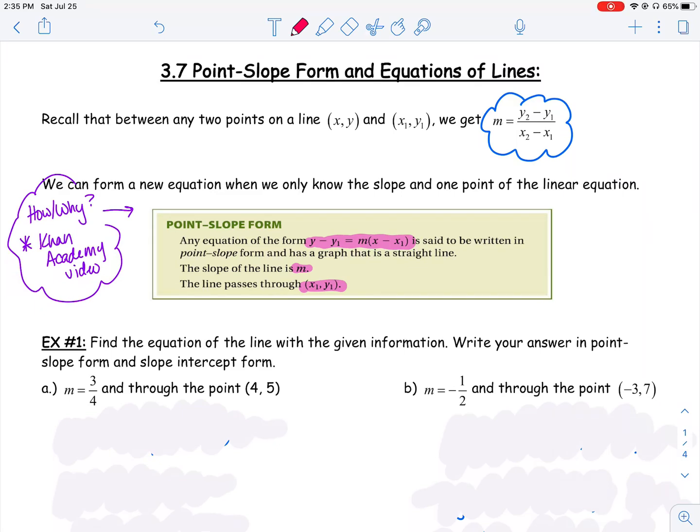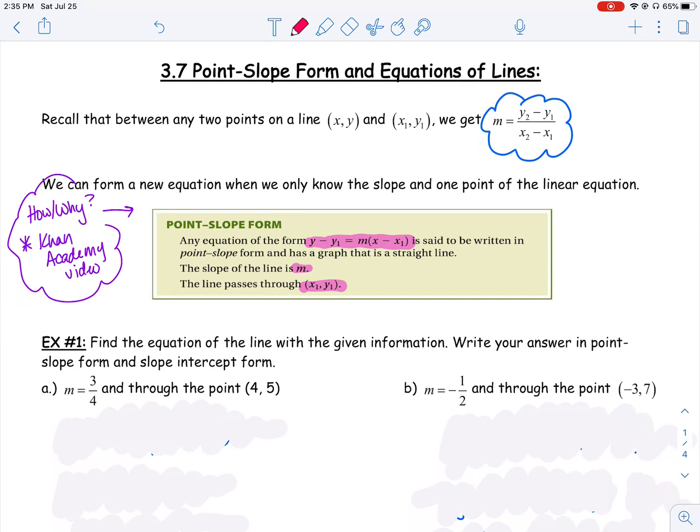All right, here's our last section from chapter 3, 3.7. In this section, we're going to do a couple different examples of writing equations of lines. They're going to give us some information, and we've got to put it all together to write a linear equation, probably in slope-intercept form, y equals mx plus b.